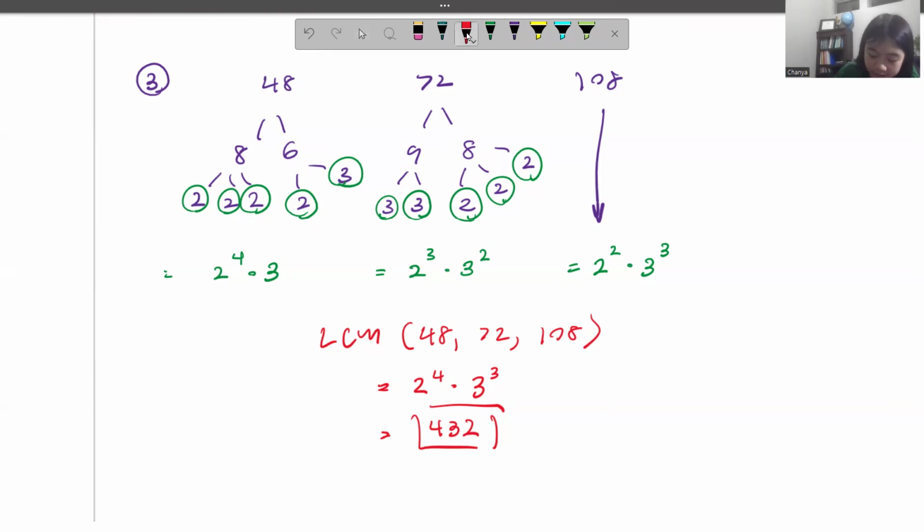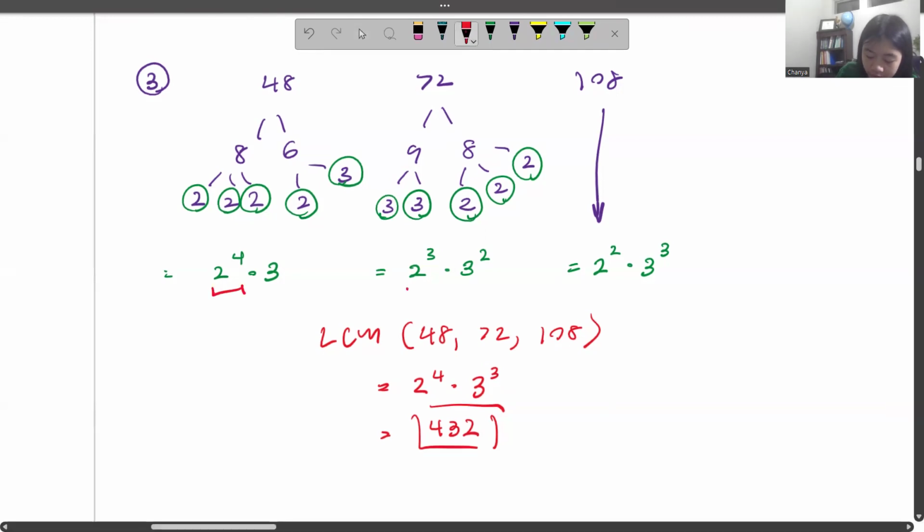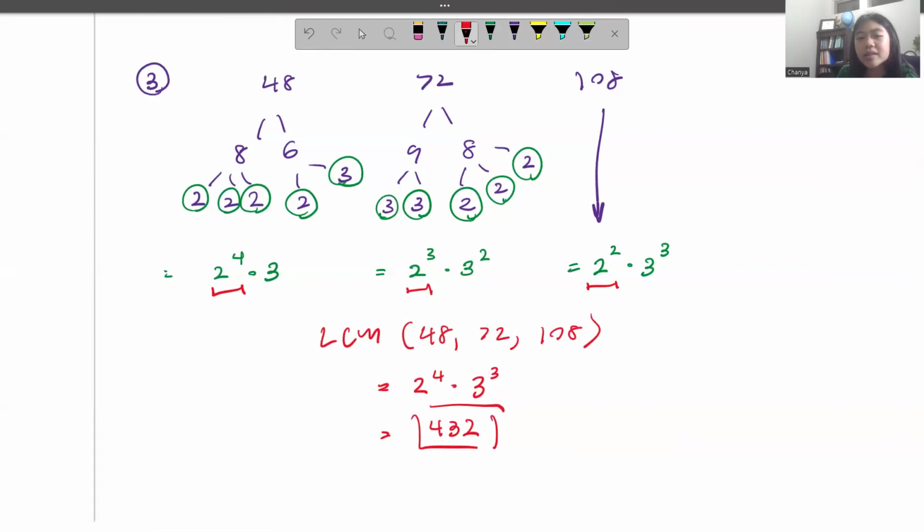So for instance, for powers of 2, you have 2 to the power of 4, 2 to the power of 3, and also 2 to the power of 2. So what's the highest power of 2 you have? Well, that's just 2 to the power of 4, right? So you write that here.